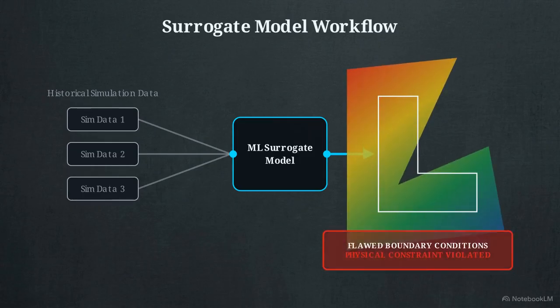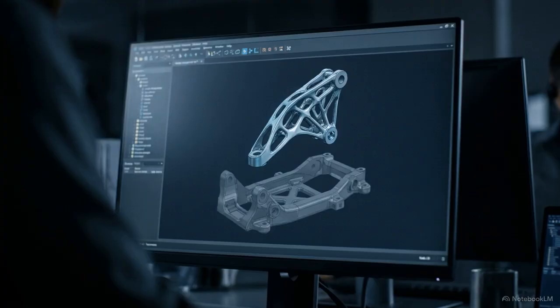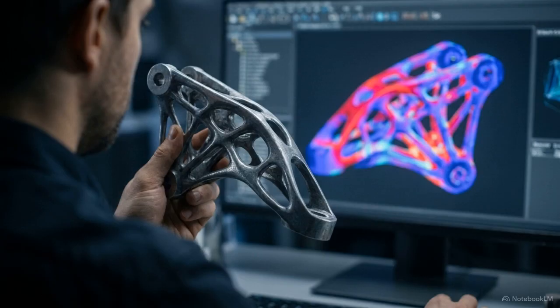But there's a risk. They are completely blind to physical reality if the underlying inputs are flawed. If an engineer leaves out a crucial load case or sets an unrealistic boundary condition, like ignoring how a part attaches to the machine, the AI will return a result that is confidently wrong. Recognizing a false positive requires physical intuition that the code lacks.